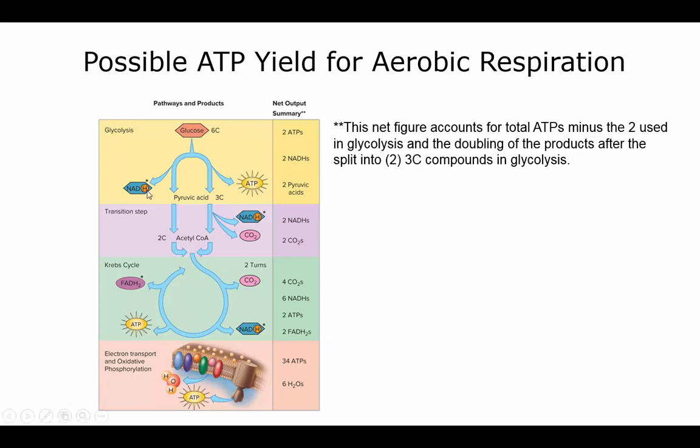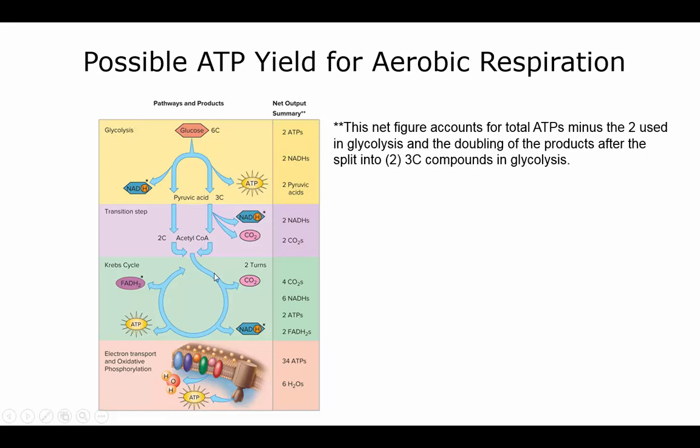So if we look up here in the right column, the net output summary, you can see in glycolysis here in the yellow, we make 2 ATPs. 2 NADHs pick up the electrons, and 2 pyruvic acids are made from the glucose. But then we have this little transitional period where the pyruvic acid is converted into the acetyl coenzyme A, and then it goes into the Krebs cycle.